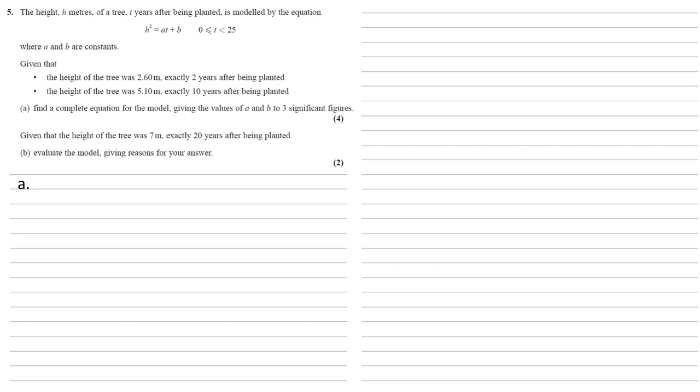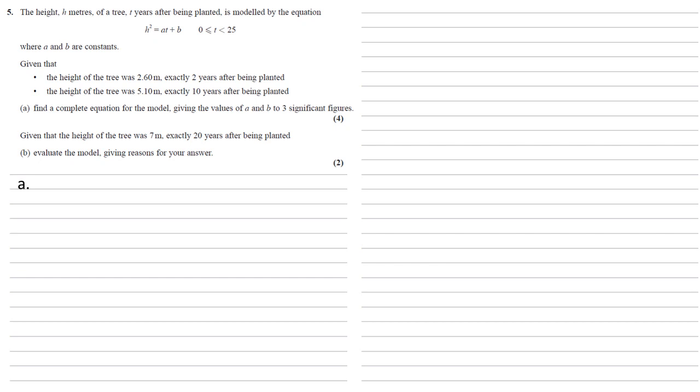We're given that the height of the tree was 2.6 metres exactly 2 years after being planted, and it was 5.1 metres exactly 10 years after being planted. We need to find a complete equation for the model, giving the values of a and b to 3 significant figures. So we've been given 2 sentences there with pairs of numbers in them, which we're just going to put into our equation.